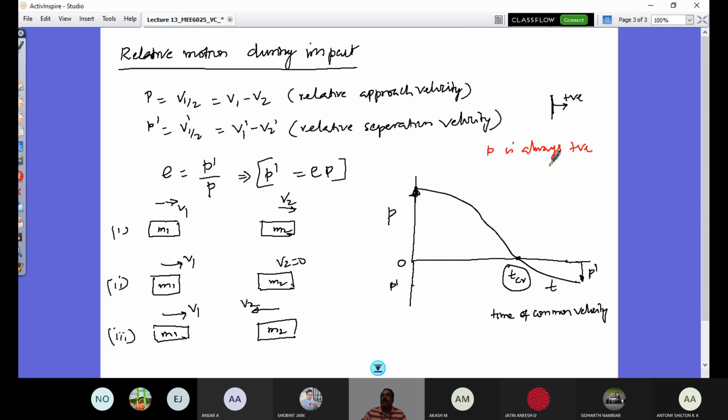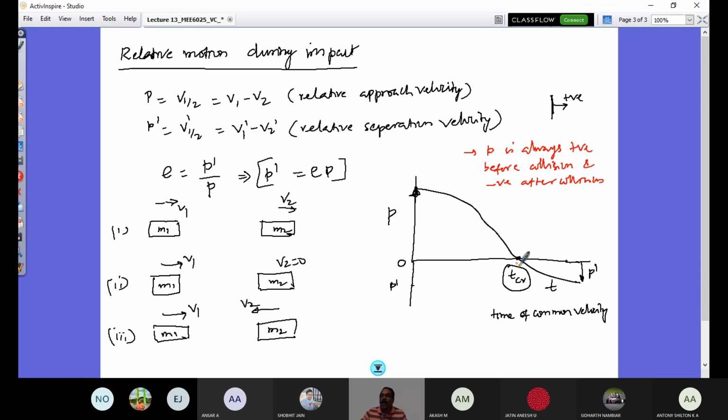So this P is always positive before collision and negative after collision, right? So V1 dash minus V2 dash is always negative. What does that imply? The velocity V2 dash is always greater than the velocity V1 dash after the collision. So in every case, there is a point, as you see here, where P is 0 at some point during the collision.